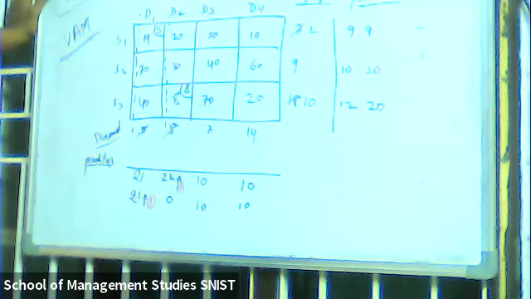Yes, sir. Clear? Now same again. S1, least value. 50 minus 10, 40. Second row.